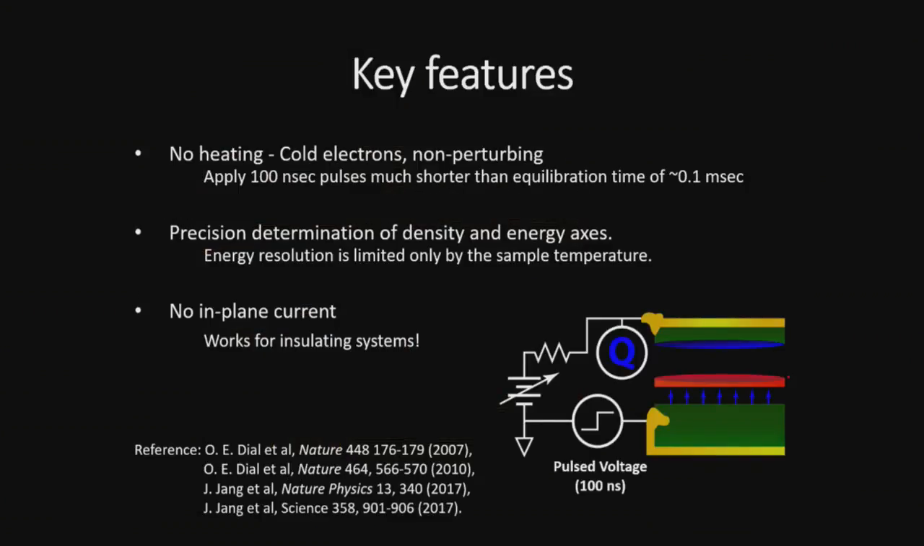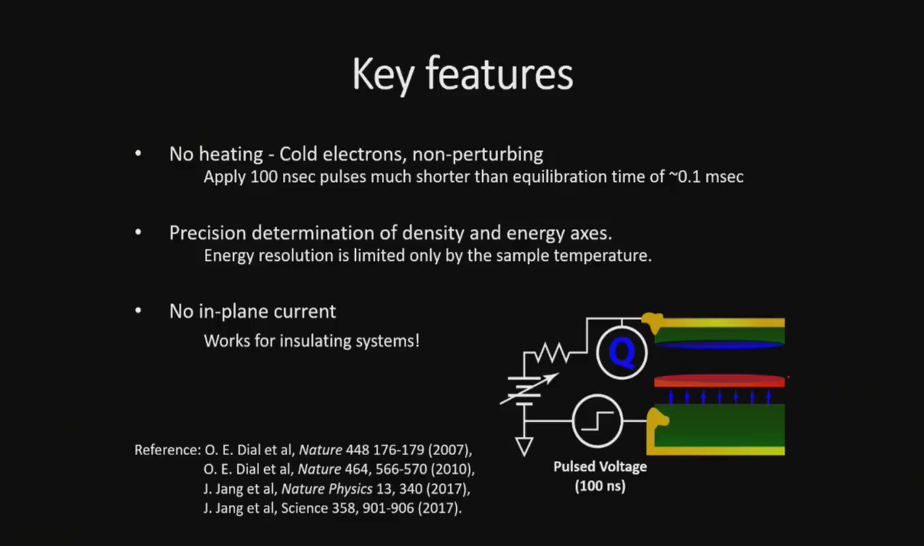So let me briefly summarize the key features of the pulse tunneling technique. First, the heating is minimized because of the short duty cycle of the measurement. And second, we can precisely determine the electron density and tunneling voltage. Energy resolution in the end is only limited by the electron temperature in the sample. Finally, the most remarkable thing about this technique is that it works for insulating systems. The reason is that there is no in-plane current in this vertical structure. And this is very important because we have an insulating bulk in the sample in the incompressible quantum states.